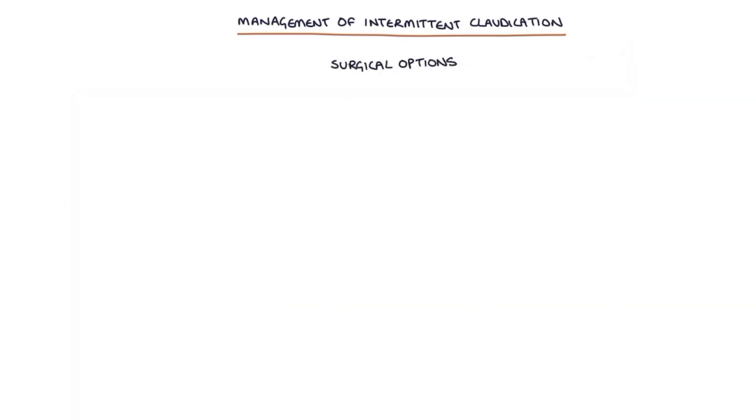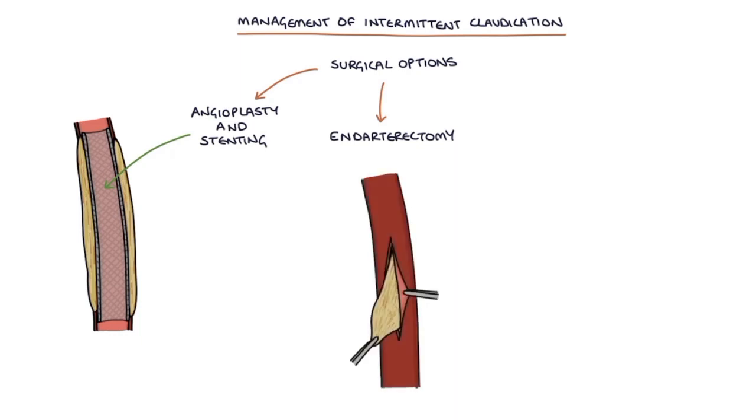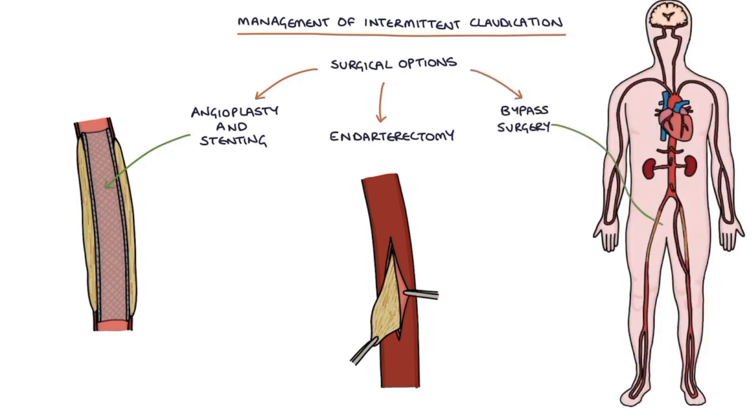Surgical options for intermittent claudication and peripheral arterial disease include endovascular angioplasty and stenting, endarterectomy, which involves cutting the vessel open and removing the atheromatous plaque, and bypass surgery, which involves using a graft to bypass the blockage.